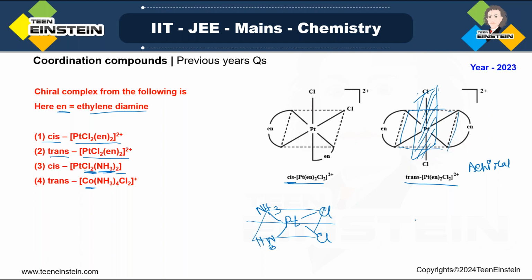And the last one is trans, where we have 4 ammonia and 2 chlorine. As it is trans, I will place both the chlorines like this. And here you will have 4 ammonia. If you cut the molecule, both halves are the same. So this has a sigma plane. So only this one, we are seeing, there is a chance that it will be chiral because of its mirror image. If you consider its mirror image, it will not be superimposed. So that is why this will be the correct option.